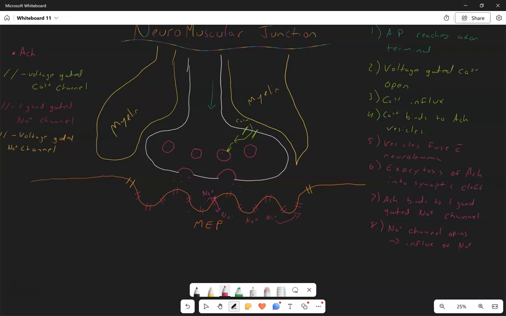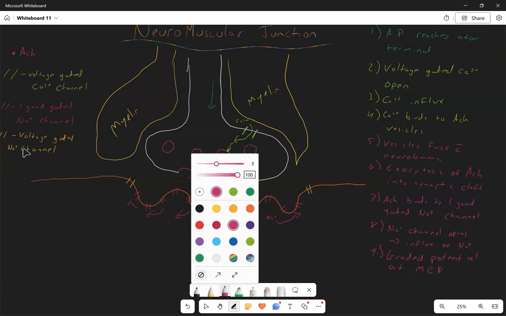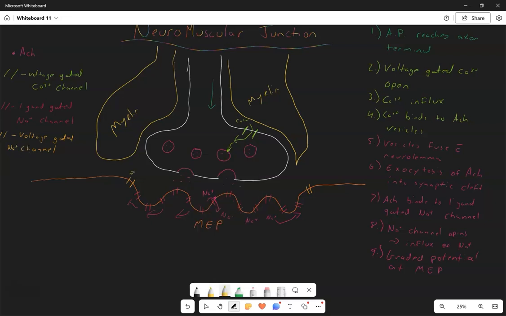Okay, so now we have this sodium inside of the myofiber at the motor end plate, and it's going to diffuse away from the site of entry. So it's going to create a graded potential at the motor end plate. If you don't remember how graded potentials work, remember to go back and watch those videos on graded potentials in neurons. But you're going to create a graded potential such that threshold is reached at the periphery of the motor end plate. So I'm going to just move this up again.